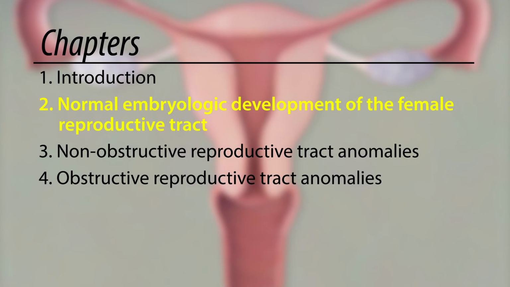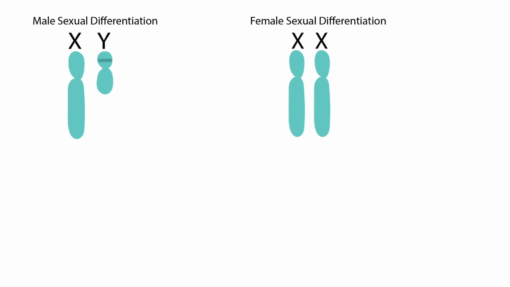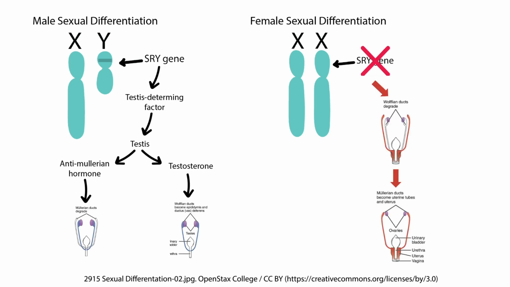Chapter 2. Normal embryologic development of the female reproductive tract. It is well understood that this process is directed by the presence or absence of the SRY gene on the Y chromosome, and in the absence of the SRY gene, female anatomy develops. However, studies conducted in humans suggest that it is not a single gene that dictates this process, and that there may be a female determining factor as well. Many studies hypothesize that environmental factors may also contribute.